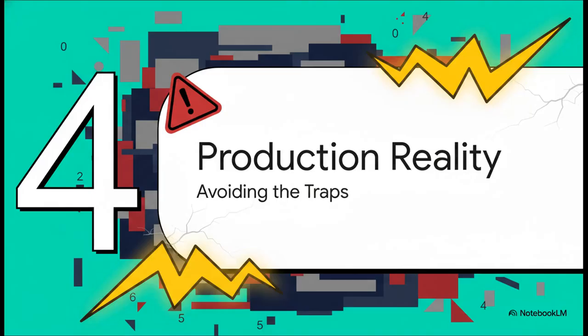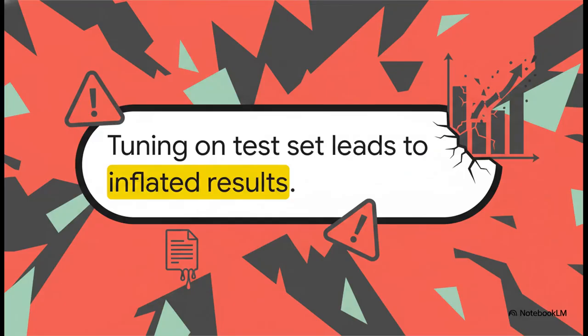Section 4, production reality and avoiding the traps. Having all these powerful tools is great, but tuning is incredibly dangerous if you do it wrong. Listen to me very carefully on this one. If you tune your hyperparameters using your test data, it is literally an exam paper leak. You are leaking future information into your training phase. Sure, your metrics might look amazing on paper, but your model will completely and utterly fail in the real world.